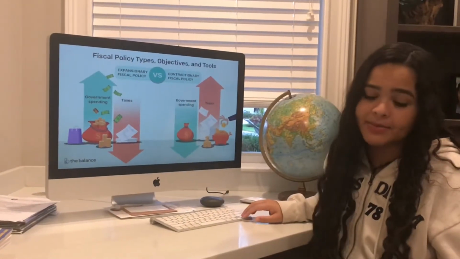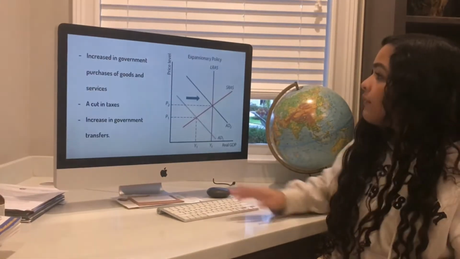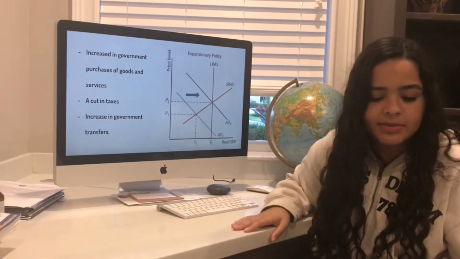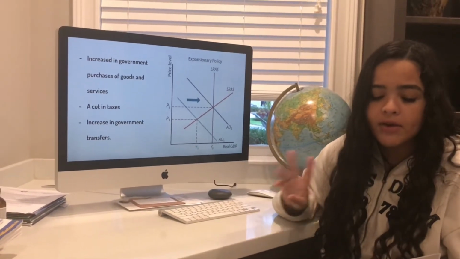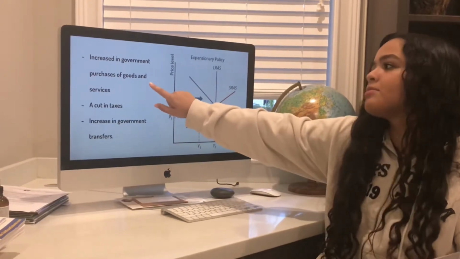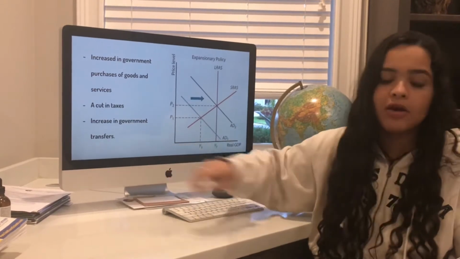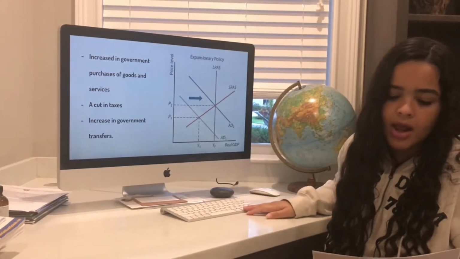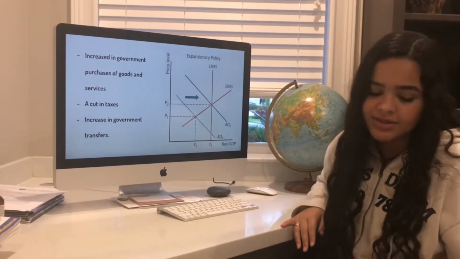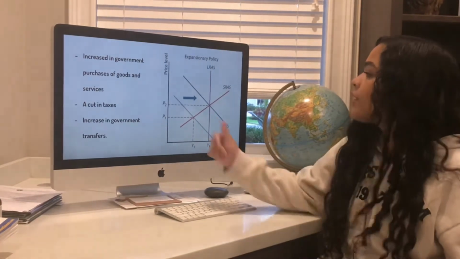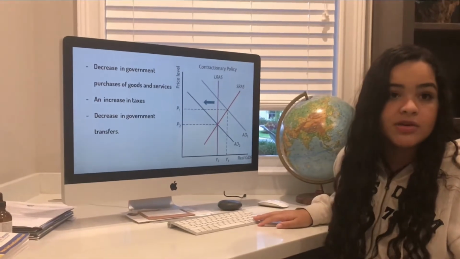Now, there are two different types of fiscal policy: expansionary and contractionary. First, we have expansionary policy. Expansionary fiscal policy is used when there's a recessionary gap. It typically takes one of three forms: an increase in government purchases of goods and services, a cut in taxes, and an increase in government transfers. An expansionary fiscal policy, such as the American Recovery and Reinvestment Act of 2009, pushes the aggregate demand curve to the right. Meanwhile, contractionary fiscal policy is used when there's an inflationary gap.